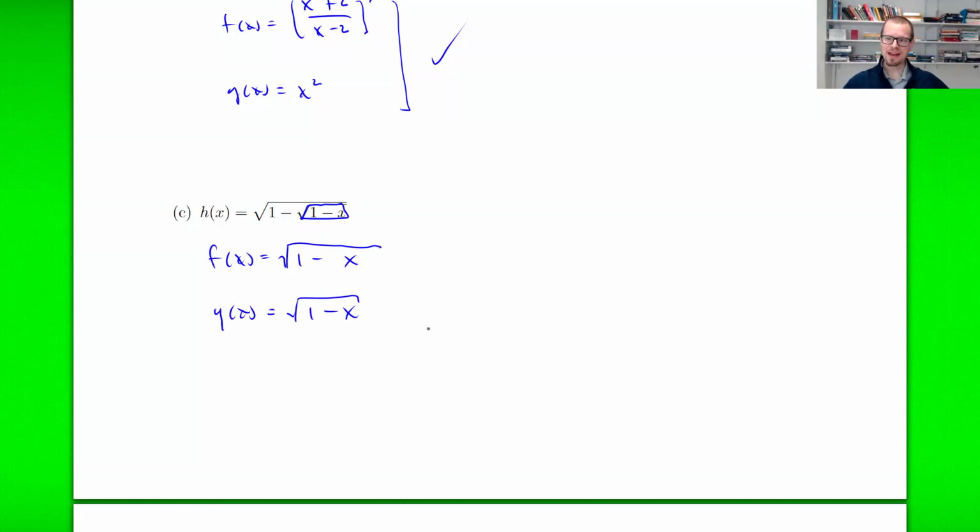Oh, it's the same thing. I am just composing a function with itself to obtain the function h of x. Again, this will work. Feel free to evaluate that composition if you like, but it's just kind of a fun example that looks a little bit different than the others.